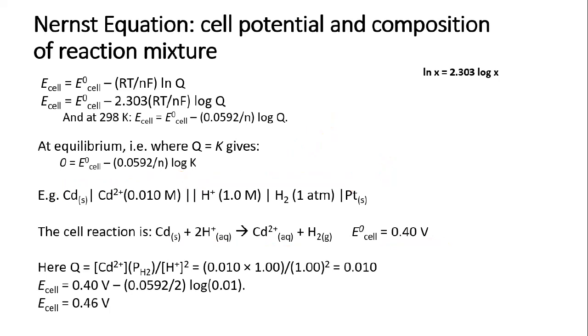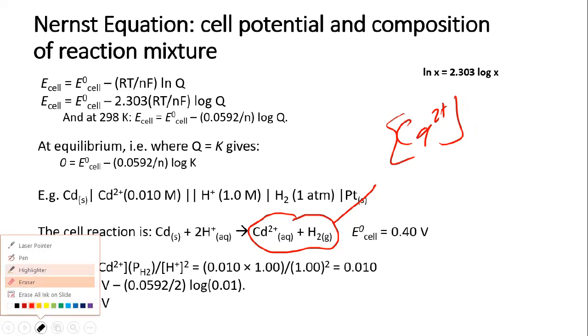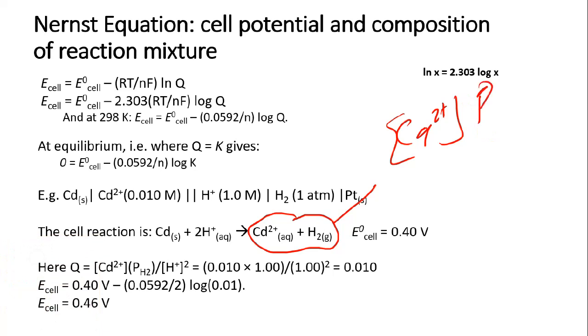We're going to use the Nernst equation. First thing we could do is calculate Q, which is the reaction quotient. The products that we have are cadmium 2+ and hydrogen gas, so it's products over reactants. So it's cadmium 2+. The concentration of a gas is basically the same thing as its partial pressure, so instead of writing square brackets there, I could just write the partial pressure of hydrogen gas.